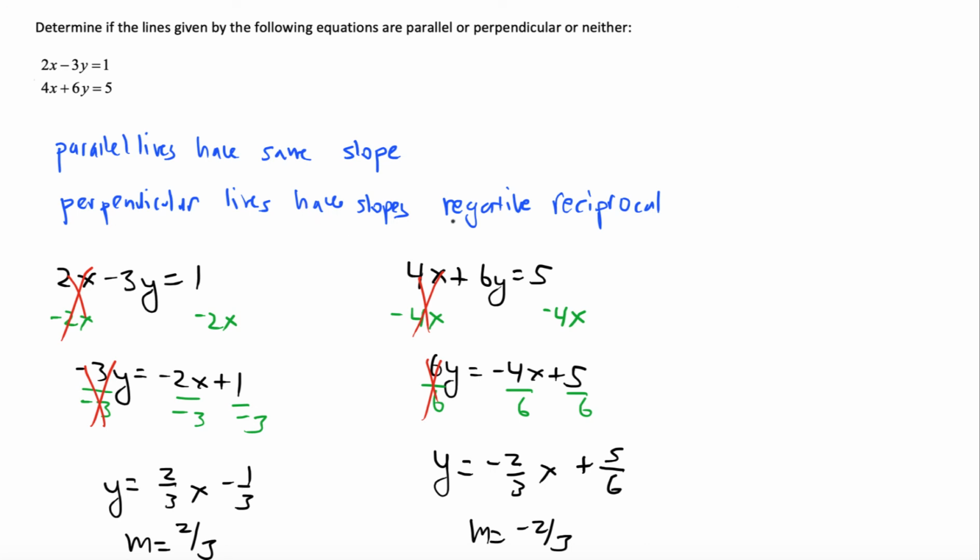Now, are the slopes negative reciprocals of each other? Well, one's positive and one's negative, that's good, but are these numbers reciprocals of each other? The answer is no. So what can we conclude then? We can conclude that the lines are neither parallel nor perpendicular.